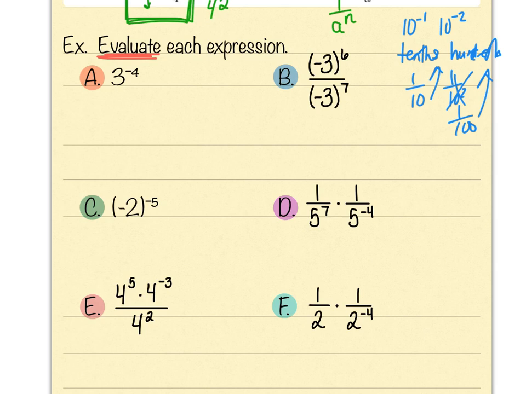So this one says evaluate. We're not going to leave it as a power. We're actually going to write the answer. 3 to the negative fourth is 1 over 3 to the fourth, which is 1 over, and then 3 squared is 9, and 3 squared is 9, so this would be 81.